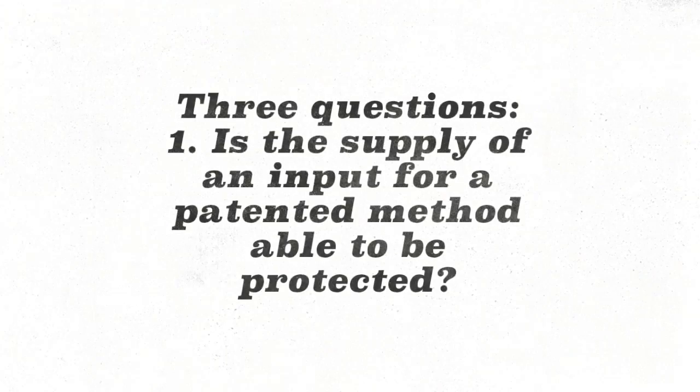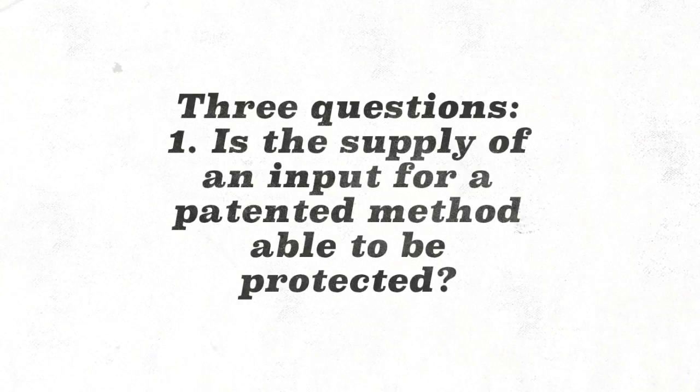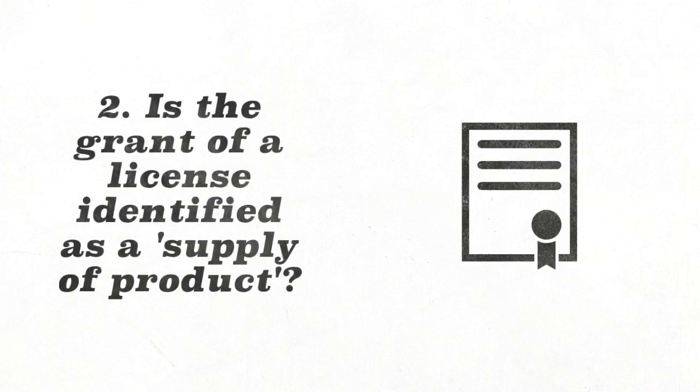There were three questions that the High Court considered in this case. Number one being, is the supply of an input for a patent process covered under Section 117(1) of the Act? On the appeal by the Northern Territory, the High Court answered yes to this question, allowing the patent method to be covered. Question number 2 raised the issue of whether the granting of statutory licenses could be seen as supplying a product under the Act.